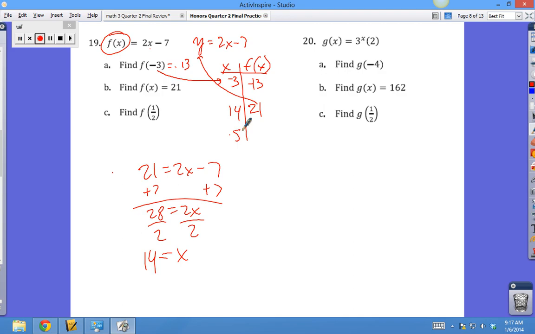Okay, now 1/2, that's going in for the x. So plug in 0.5. 0.5 times 2. Half of 2 is 1. 1 minus 7 is a negative 6.